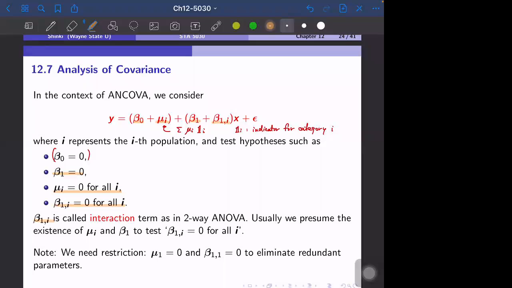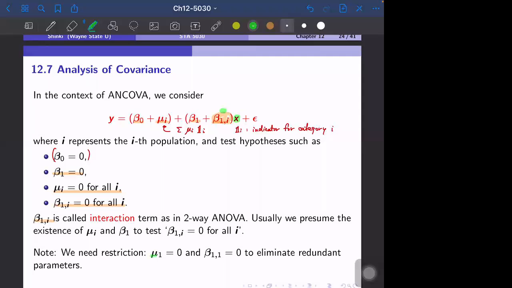This beta 1i term is called the interaction term, as in the two-way ANOVA. This is because we have the interaction between group and slope. Basically x affects the value of y, but also the group affects the effect of x. So we have an interaction between the group or category and x. And usually we need a baseline.